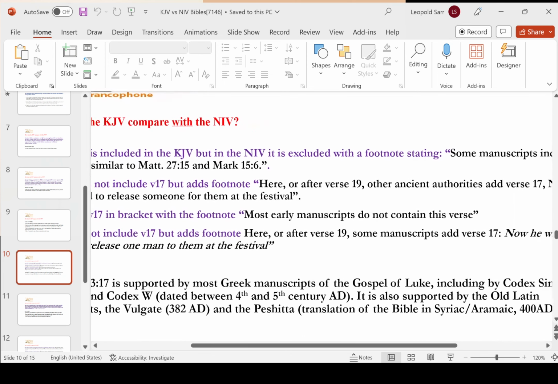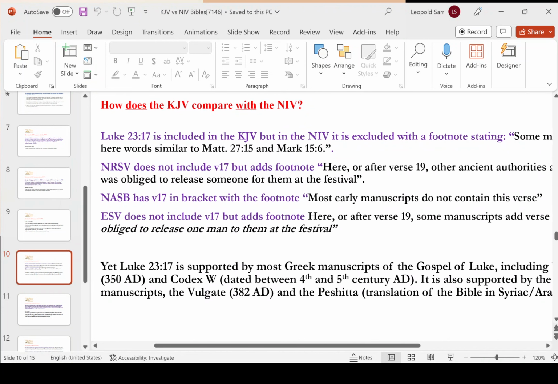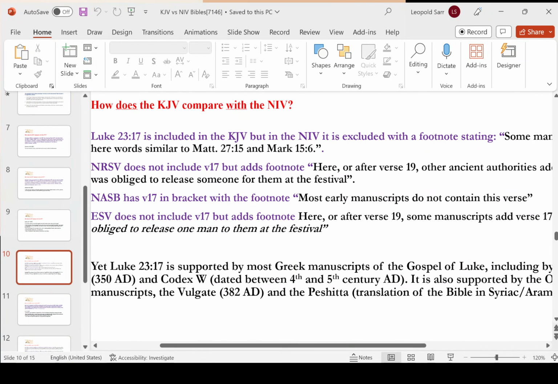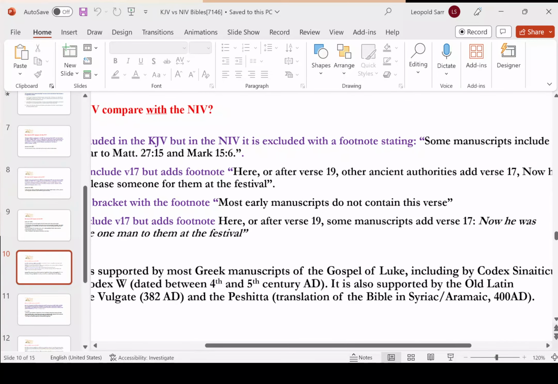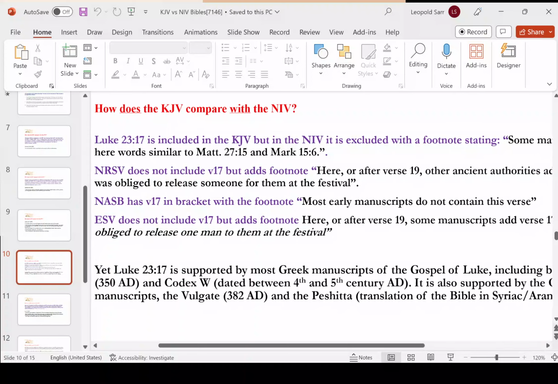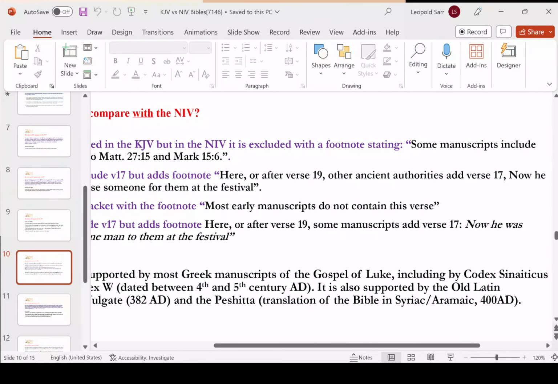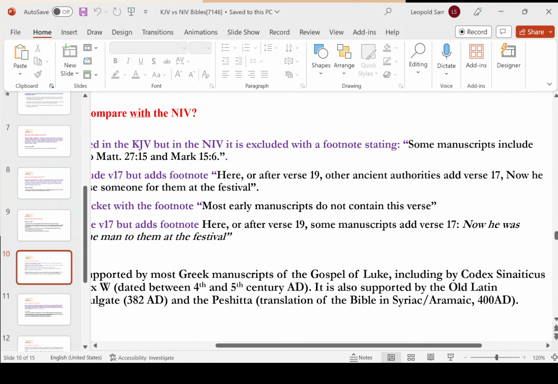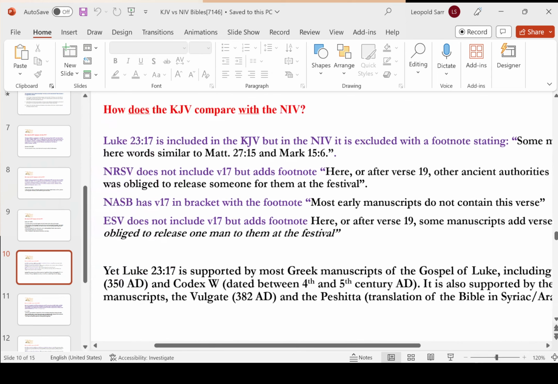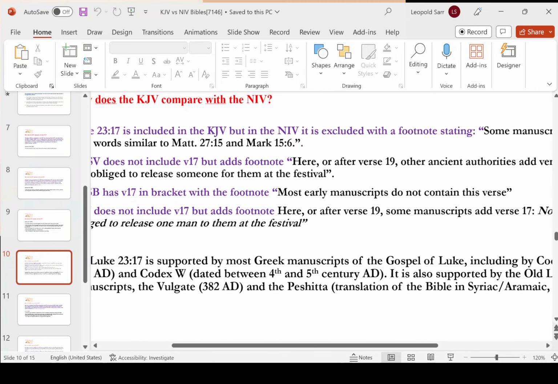And let's read what the footnote says in the NIV. It says, "Some manuscripts include here words similar to Matthew 27 verse 15 and Mark 15 verse 6." Okay, and you will notice that the New Revised Standard Version does not include verse 17, and this is a footnote they add also. Here, or after verse 19, "Other ancient authorities add verse 17." So they're mentioning that now he was obliged to release someone for them at the festival. So this is the verse that is missing.